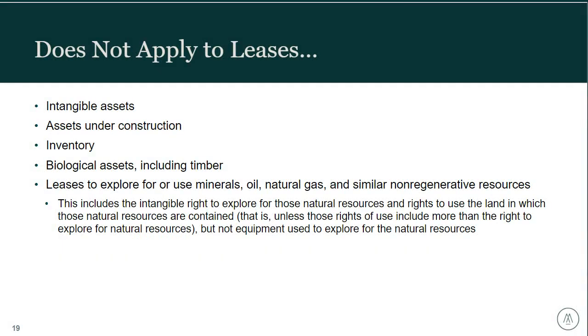Software is an intangible asset. It would not qualify. It does not fall into the lease standard. And then assets under construction, inventory, biological assets, including timber. I love that the standard specifically identifies timber. And then leases to explore for or use minerals, oil, natural gas, and similar non-regenerative resources, as well as the intangible right to explore for those resources. So those are the items that are out of scope.